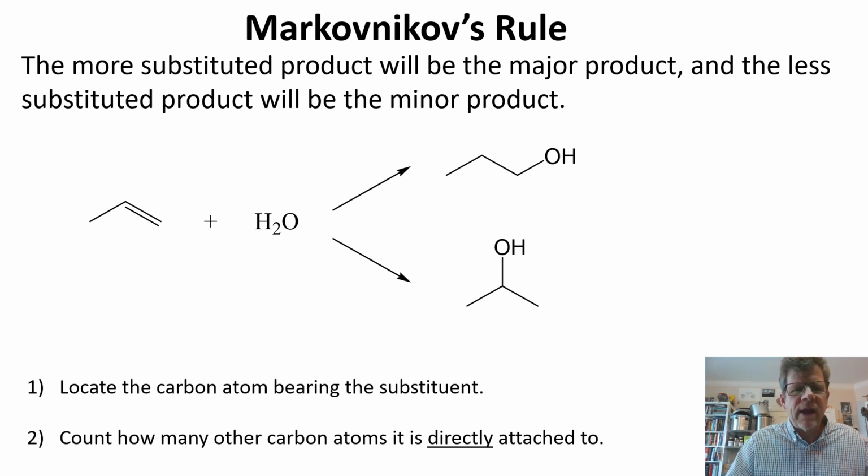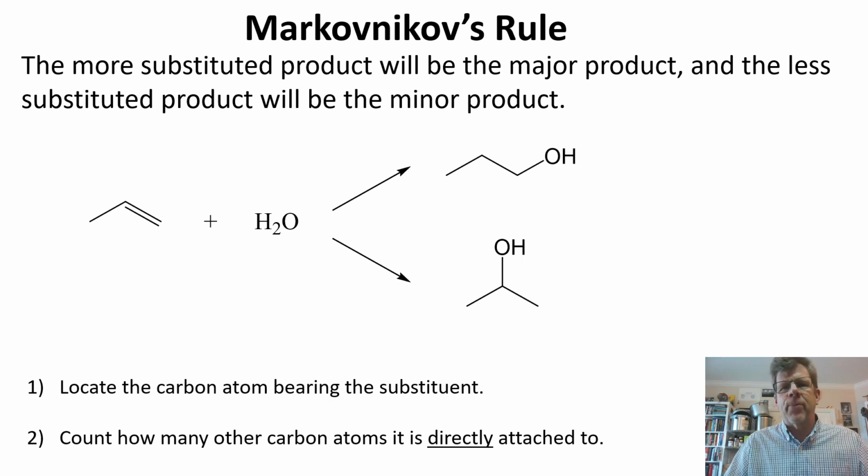First, we locate the carbon atom bearing the substituent. In this case, it would be the carbon bearing the alcohol group. That's the carbon bearing the alcohol group in that molecule. So we've got to locate that carbon atom. Having done that, we count how many other carbon atoms it is directly attached to, right next door.